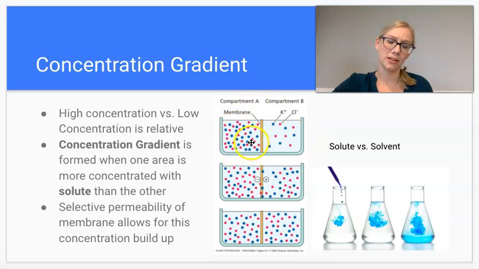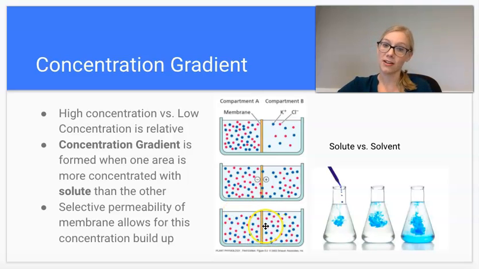You might look at these two compartments in our first picture and say compartment A has a higher concentration of solute than compartment B, because you can see there are more particles inside A than inside B, and there's less space between them. So side A has a higher concentration, and side B has a lower concentration. If we look at this picture here, they're more spread out, starting to look more even.